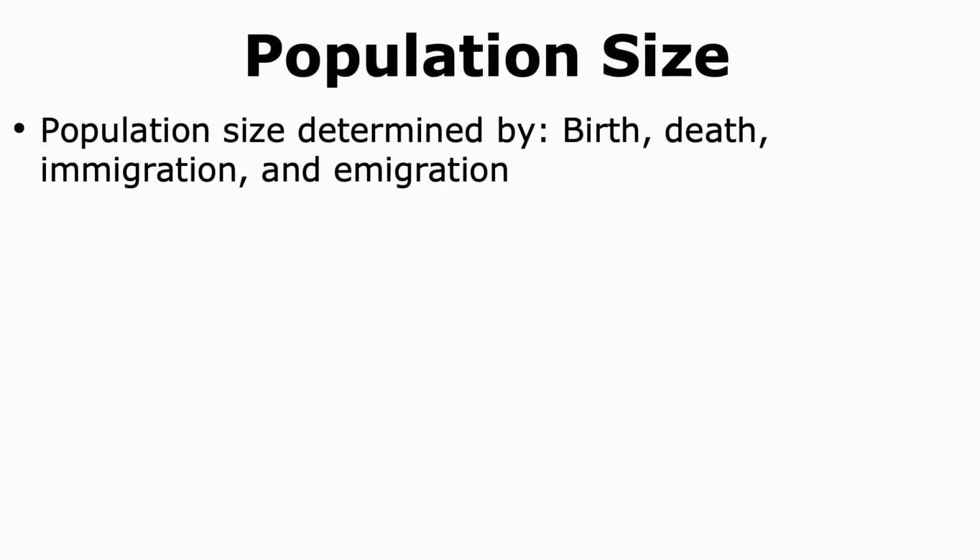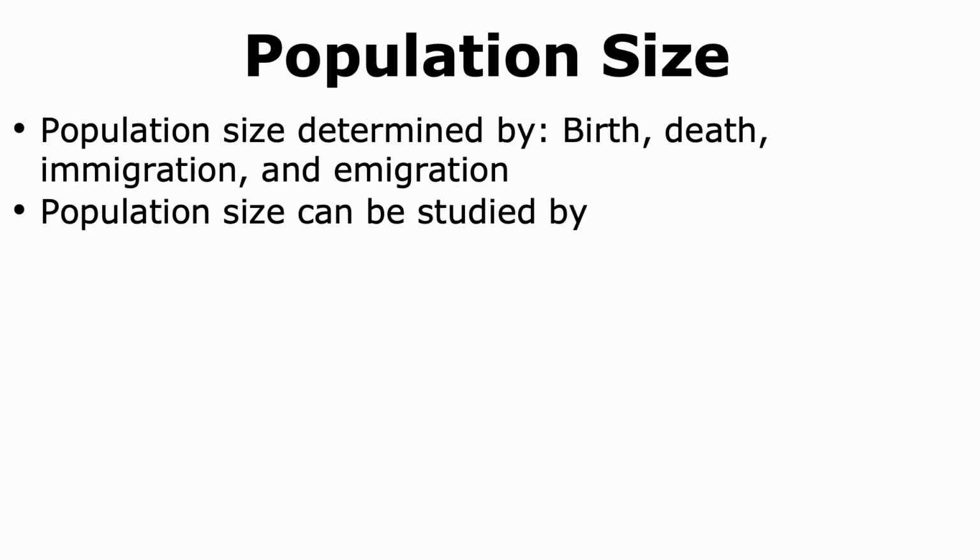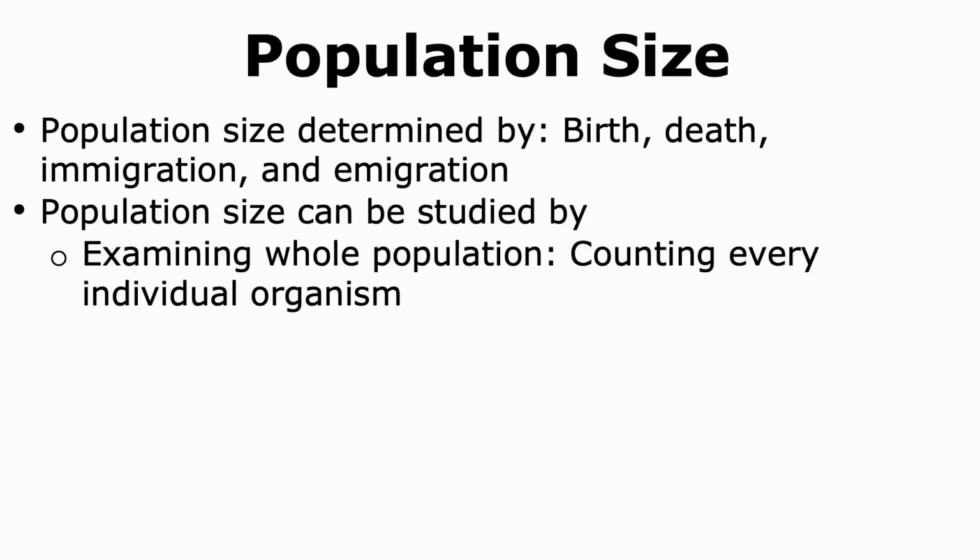Another aspect that is studied in population ecology is population size. The size of a population is determined by different factors, including birth, death, immigration, which is individuals entering into a population, and emigration, which is individuals leaving a population. The population size can be studied by examining the whole population, where every individual organism will be counted to find out the population size. This is quite tedious.